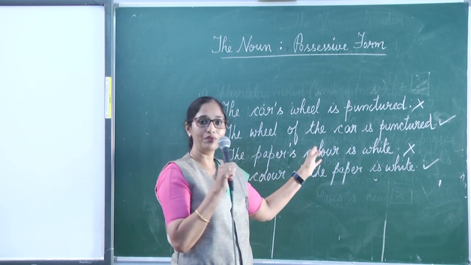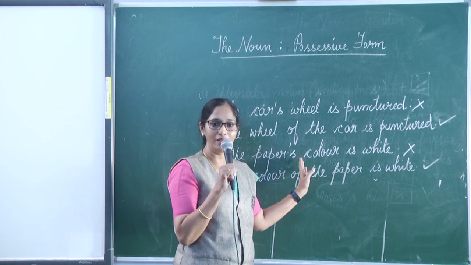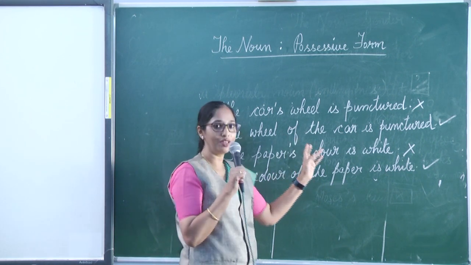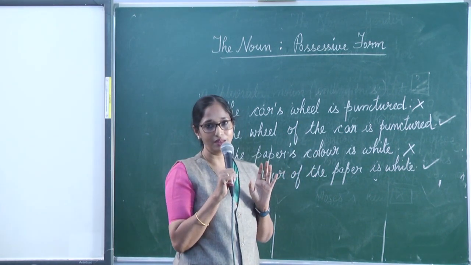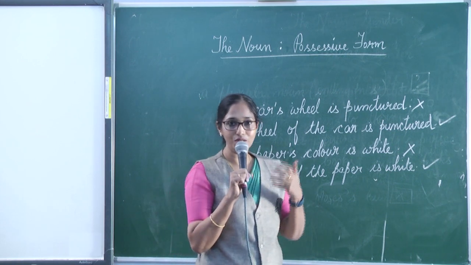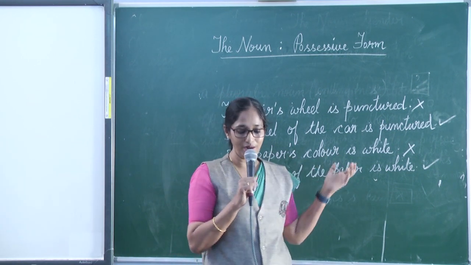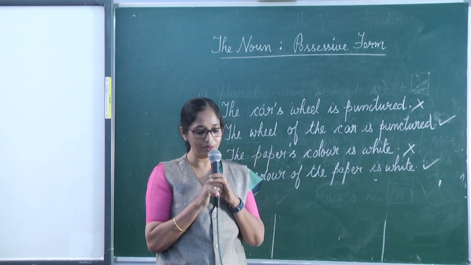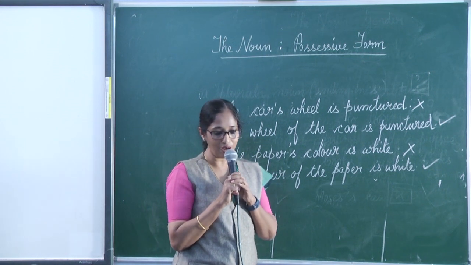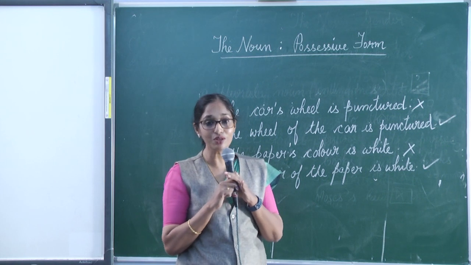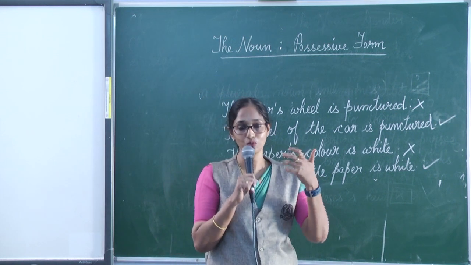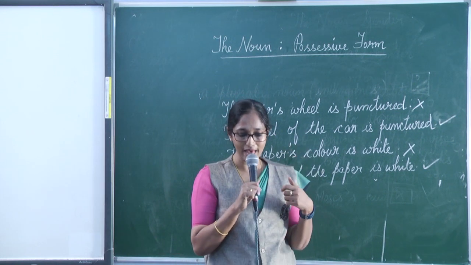now onwards, do not use apostrophe S with non-living things. We use apostrophe S with living things. So let's try to remember what we learned right now. Let's have a quick revision. The possessive form of nouns show something belonging to someone. It shows what we own or what we have.